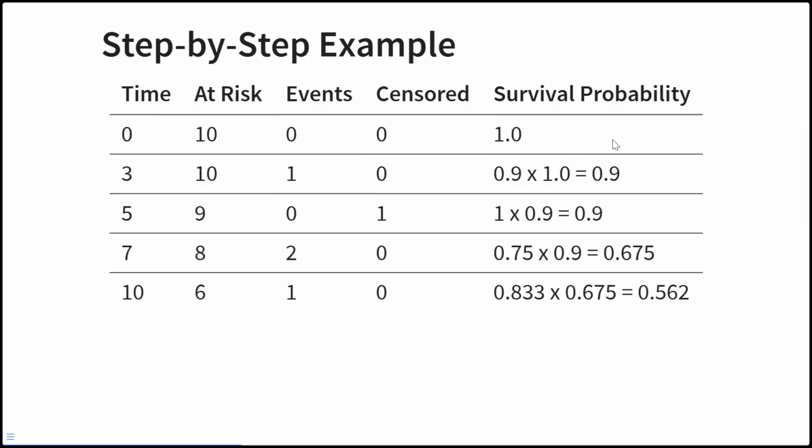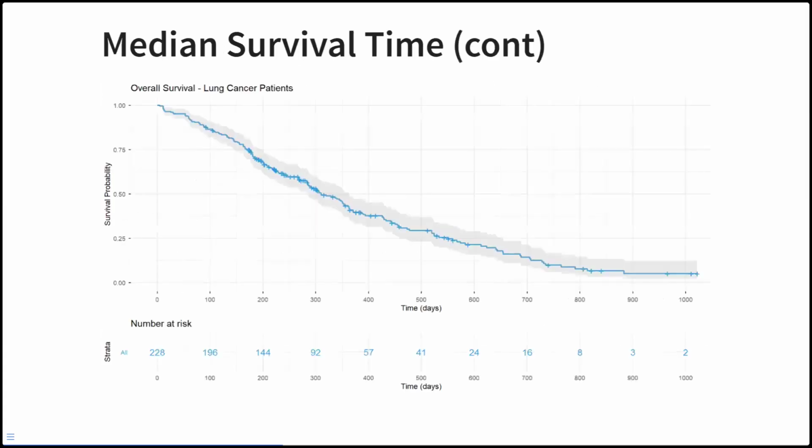So the probability of surviving at each of these times is now your what? Survival probability. So probability of surviving at time 0 is 1, because nobody died. Probability of surviving at time 3 is 0.9. Probability of surviving at time 5 is 0.9. Probability of surviving at time 7 is 0.675. Probability of survival at time 10 is 0.562. So this is how the Kaplan-Meier estimator works. It's very important because this is what you use in getting this particular graph, which I'm going to be coming up next.